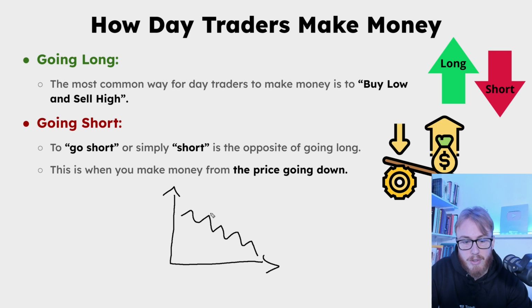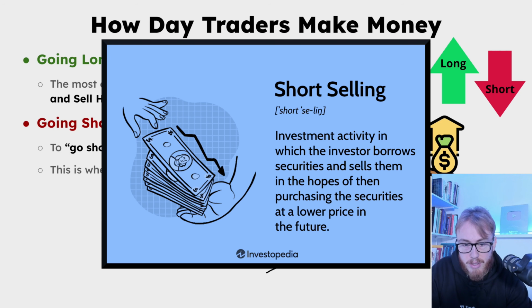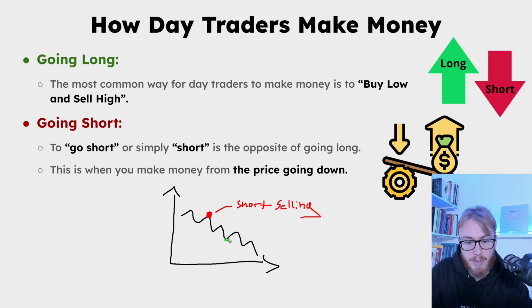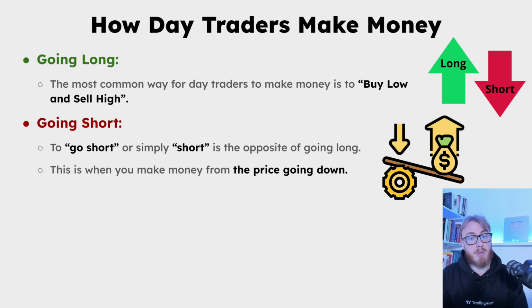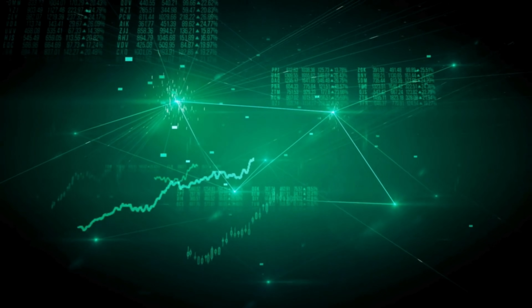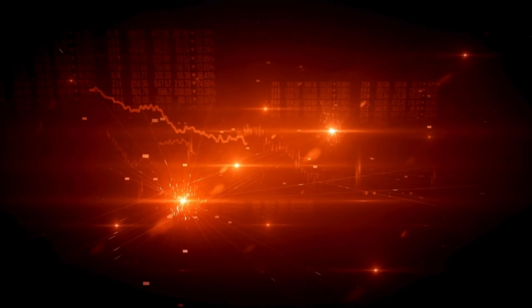But what you do when you go short, I will not go into detail here, but what you do is something called short selling. And this is actually when you sell a stock without owning the stock. You basically borrow crypto or stocks, you sell it right away. And then you wait for the price going down, and then you do something called buy back. And let's say that this stock went from 110 down to 100 here. Then you would once again make $10. So this right here is one thing that is so nice about day trading. You can make money when the price goes up, but you can also make money when the price goes down.